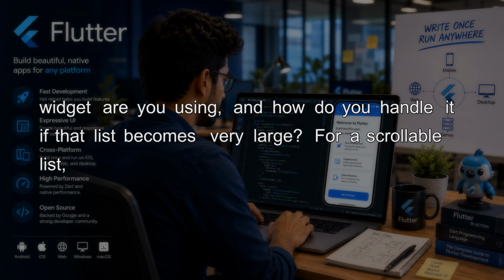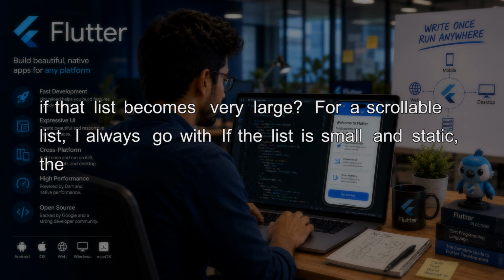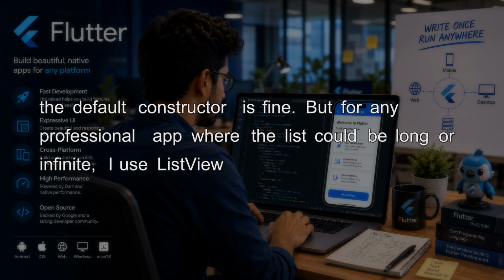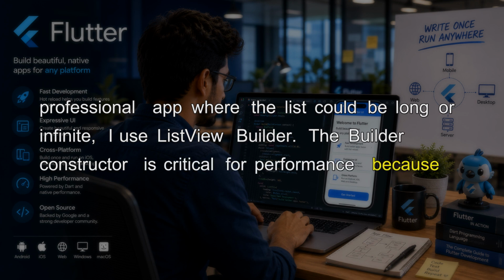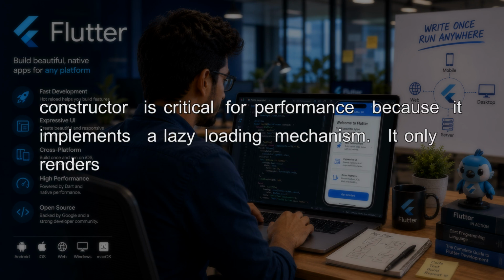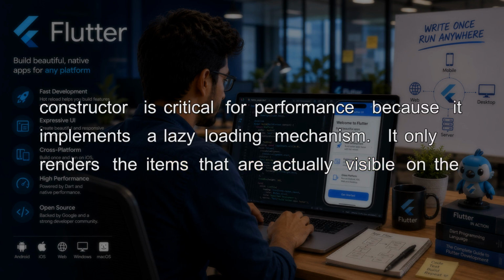For a scrollable list, I always go with list view. If the list is small and static, the default constructor is fine. But for any professional app where the list could be long or infinite, I use list view builder. The builder constructor is critical for performance because it implements a lazy loading mechanism. It only renders the items that are actually visible on the screen.